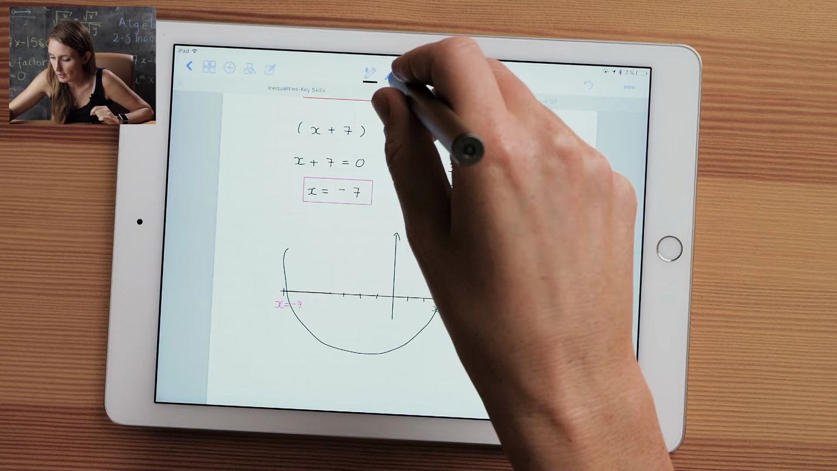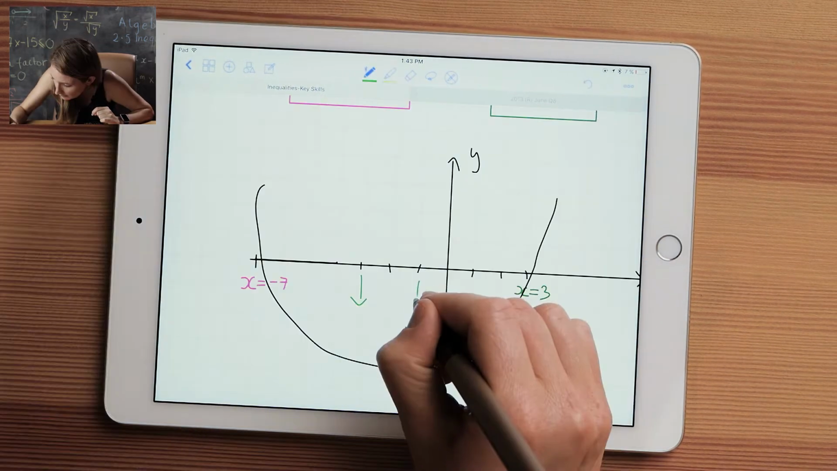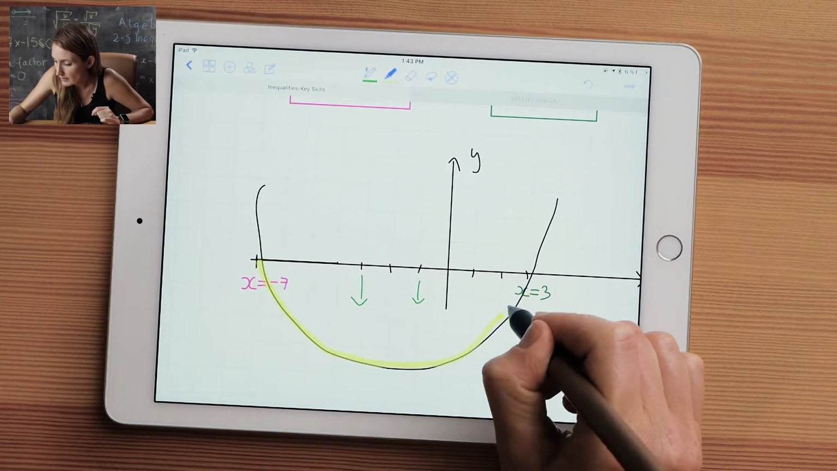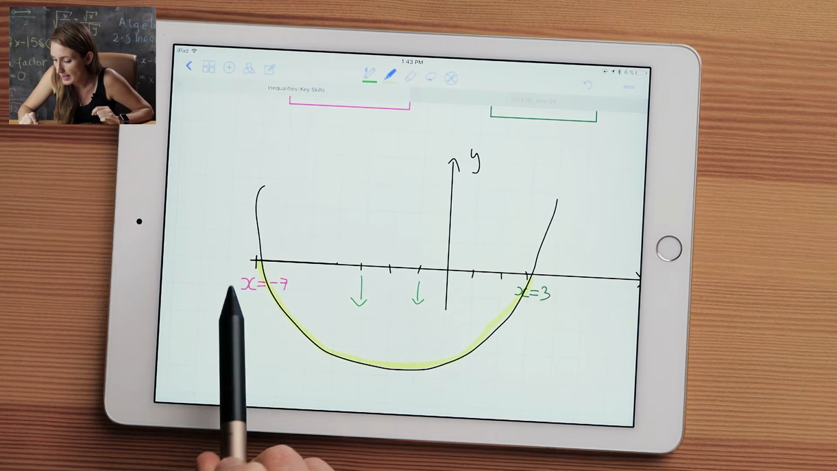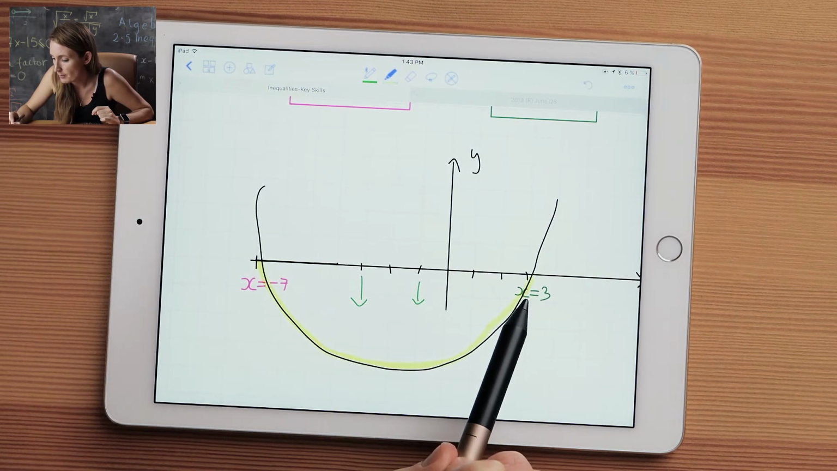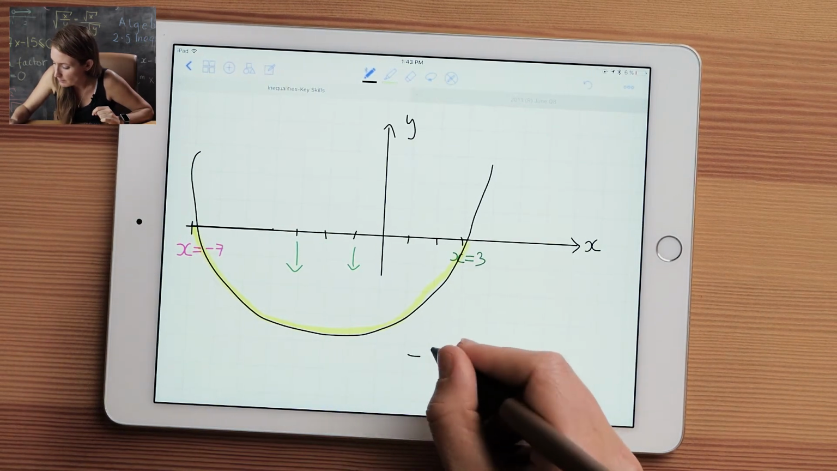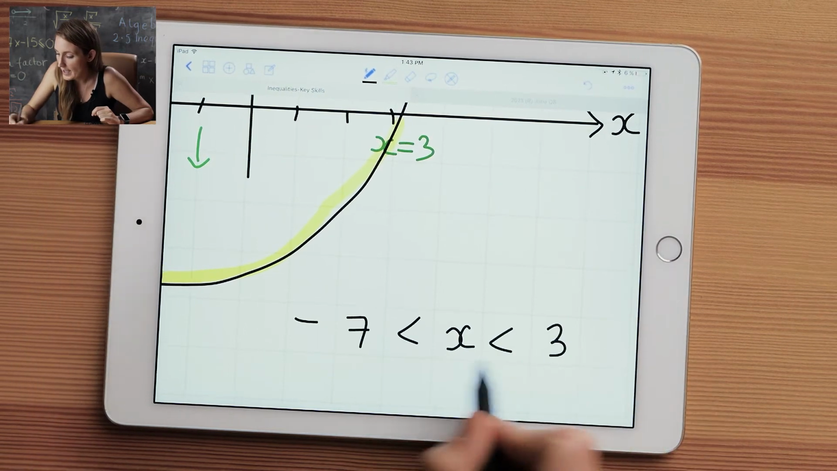Now I'm going to take a different color and I'm going to shade. Because it's less than 0, remember, I need to shade underneath the graph. So I've shaded in one place, which means I'll have one solution. And my solution will go from x equals minus 7 up to x equals 3. So the final answer for part B is minus 7 less than x less than 3, or x is in between these 2 values.